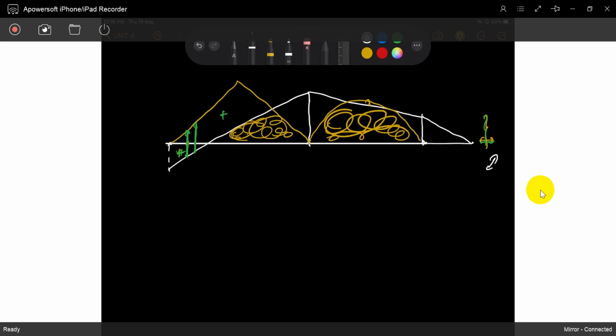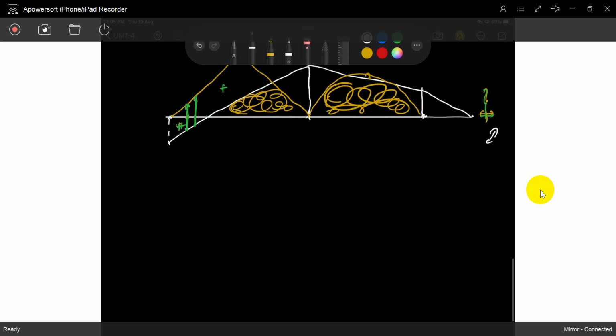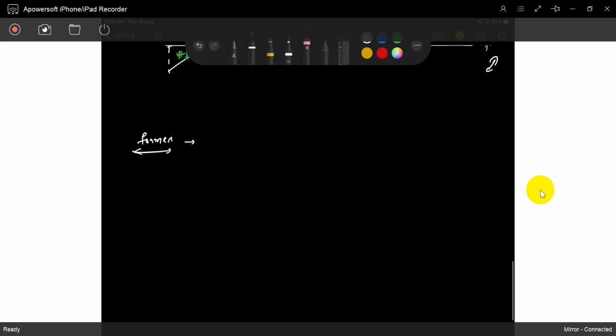Sway problems. See, not sway problems. Frames. So first frame I will draw. A very simple symmetric frame. I will draw a symmetric frame. Very simple.